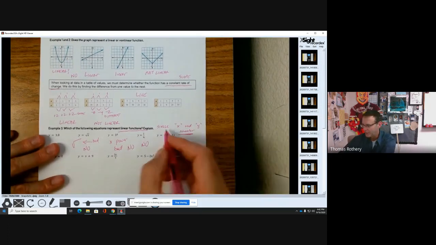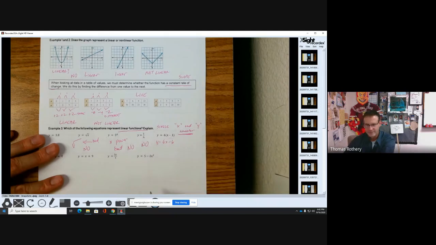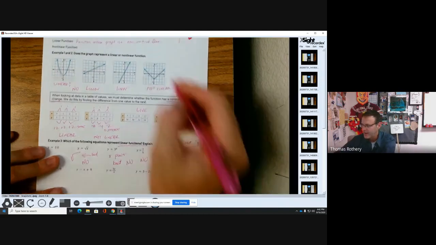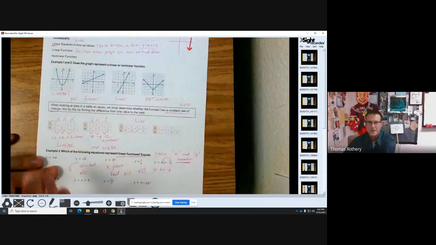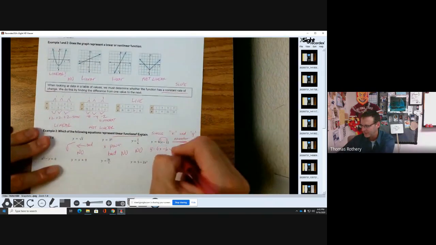And if you look at this, this is good, because x is up here in the numerator, and if you distribute it, you get 6x minus 6. Remember, distributing takes the 6 and multiplies it by both of those. Now that matches y equals mx plus b, which is the formula for a line. So this is good.